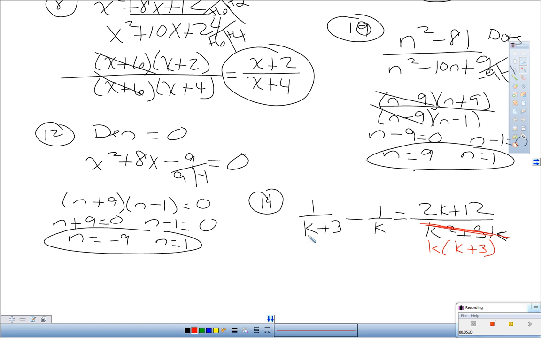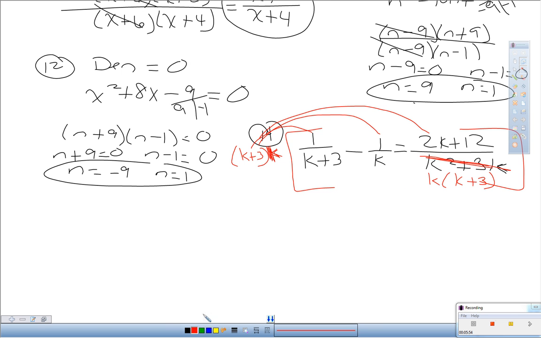But if you notice, this denominator has k plus 3, this denominator has k, and this one has both of them. So what do you think my common denominator is going to be for the whole thing? It's going to be that whole thing, k plus 3 times k. So there's my common denominator, k plus 3 times k. And remember, you're going to distribute each one of those by that. Let me show you what that looks like.